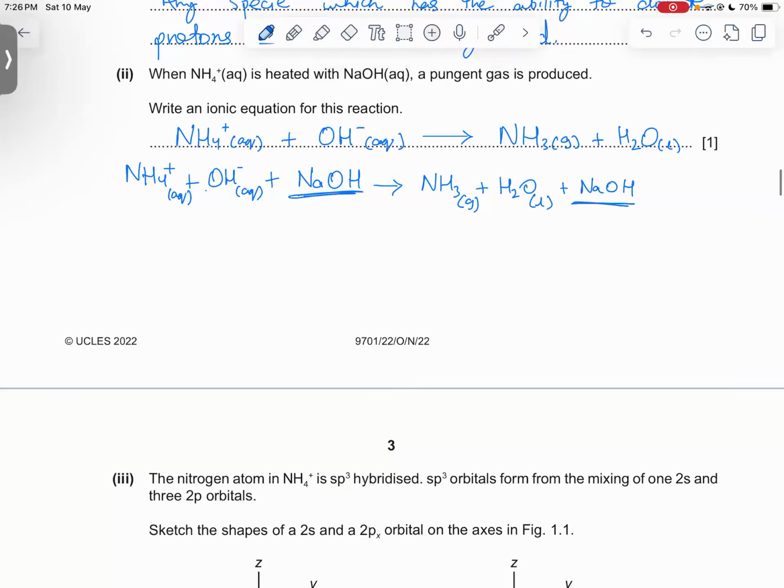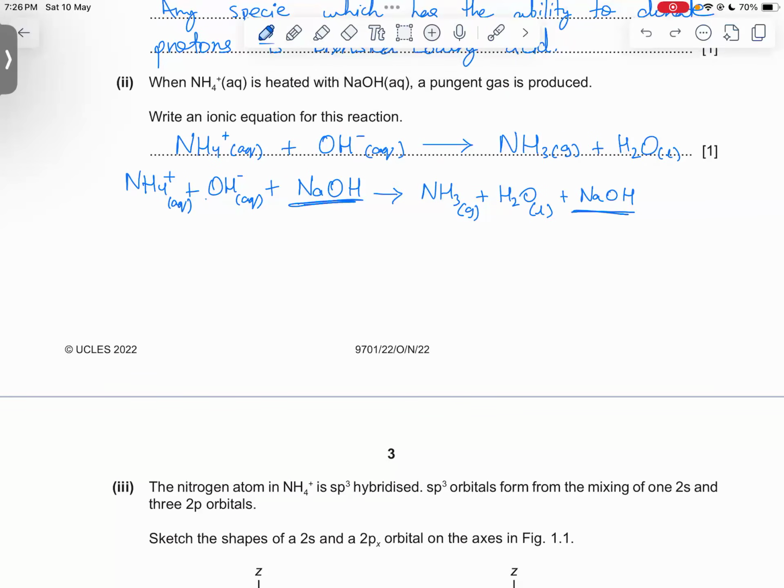That pungent gas is basically ammonia, because whenever an alkali is added to an ammonium derivative compound, ammonium salt, ammonium hydroxide, ammonium solution, anything that contains NH4 plus, when you add a strong alkali, ammonia gas is produced.